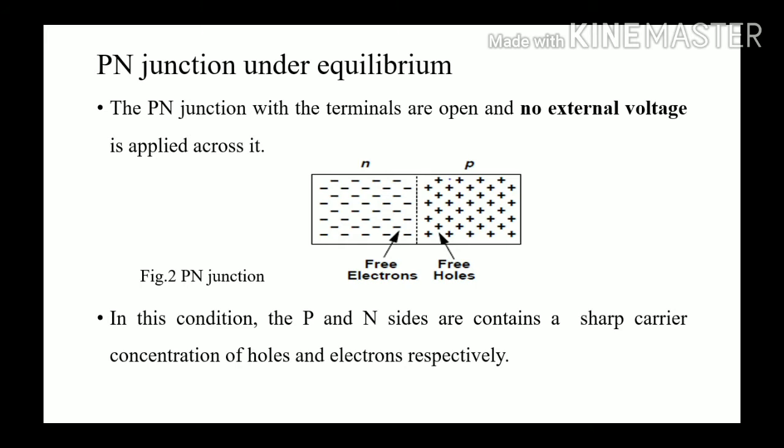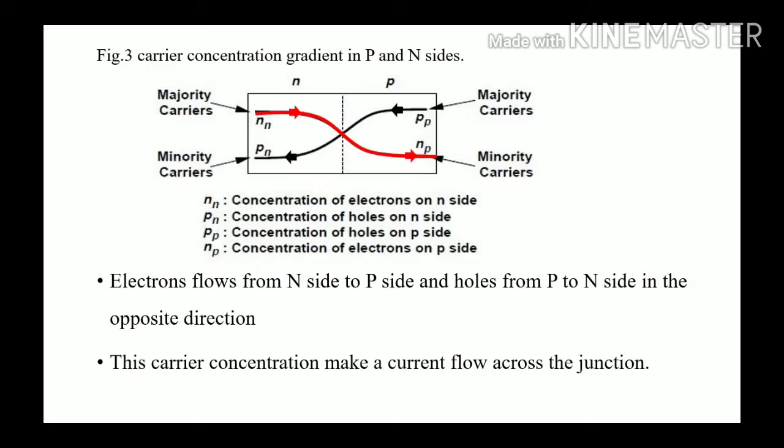In equilibrium condition, no external potential is applied across the P and N terminals. The figure shows the initial stage of PN junction formation. In this condition, the P and N sides contain a sharp majority carrier concentration. Now, this is the carrier concentration gradient in P and N sides of a PN junction under equilibrium. The red curve shows the carrier concentration of electrons. It is higher in the N side and decreases from N side to P side.